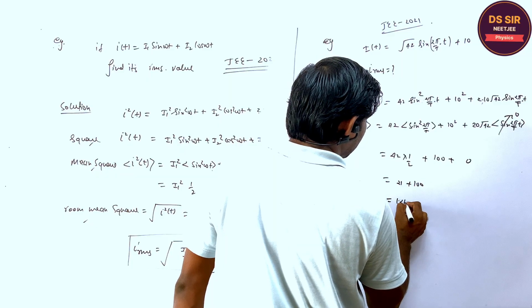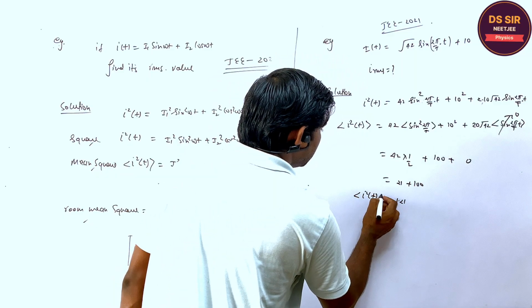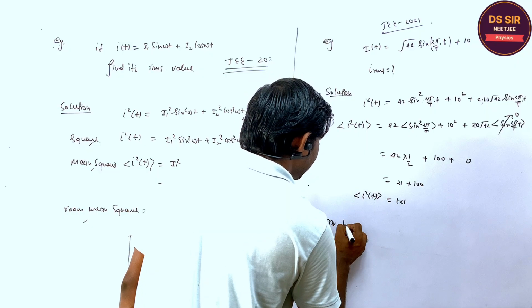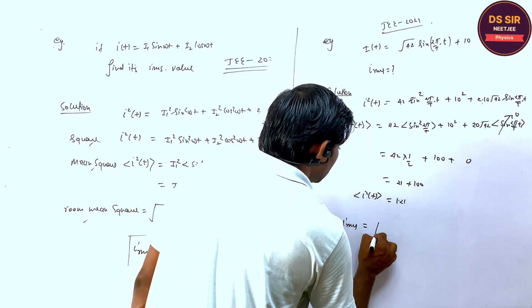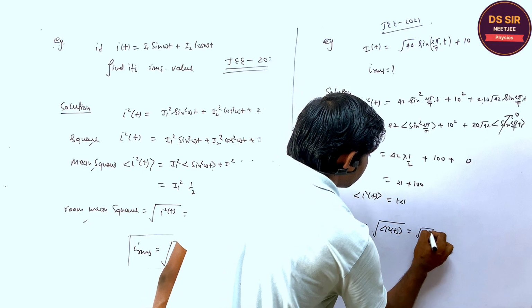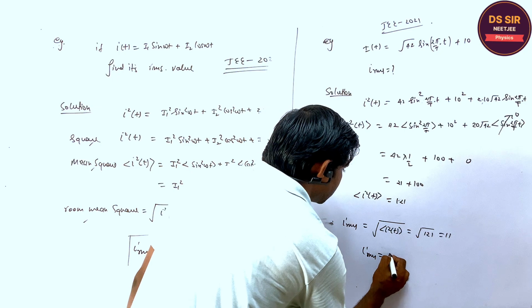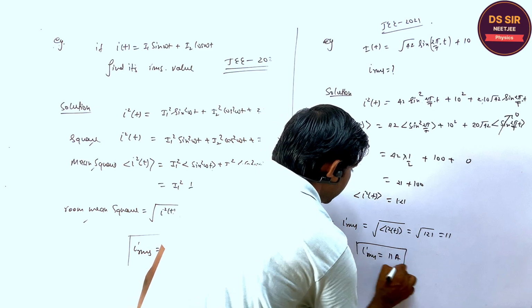100, this is 121. So this is the mean, this is the mean square. So what is the IRMS value? It is equal to the square root of this mean square, right? That is 121 and it is 11. So the RMS value of this function is 11 ampere.